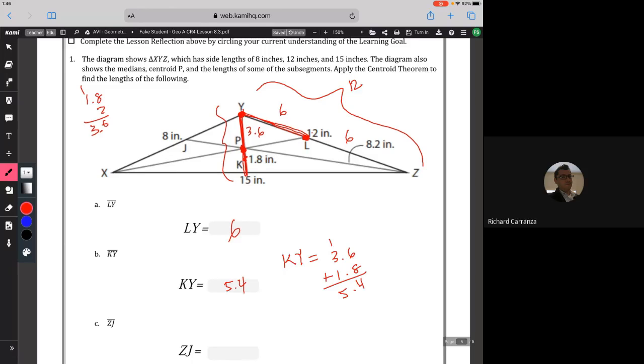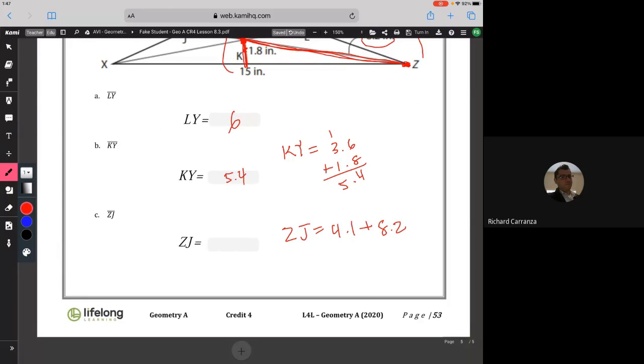We're going to do something similar to find the last one. The last one is saying find ZJ. So I'm trying to find, okay, CJ is the one that goes from the vertex Z all the way to this side. So notice, they tell me that the long side is 8.2. So the little side is going to be half of that. Half of 8.2 is 4.1. And then to find ZJ, I have to add those two. 4.1 plus 8.2. If you add those two, it would give you 12.3. So CJ is 12.3.